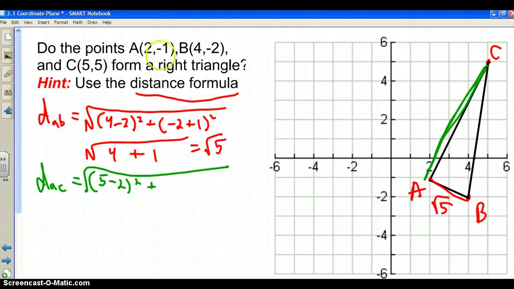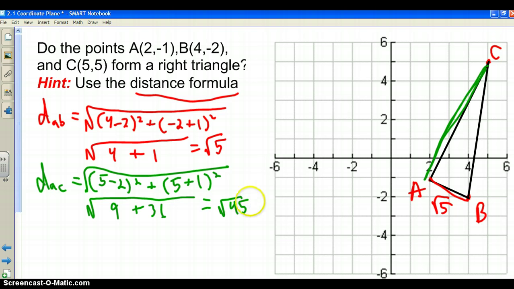Okay, 5 minus negative 1, which is really like 5 plus 1 squared. When you simplify that, that'll be 3 squared, which is 9, plus 6 squared, which is 36, which is square root of 45. I could simplify that to like 3 square root of 5, but I'm just going to leave it like that for our purposes right now.